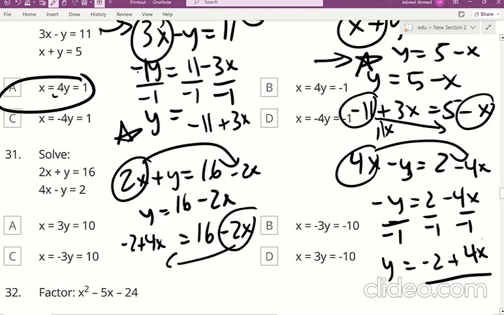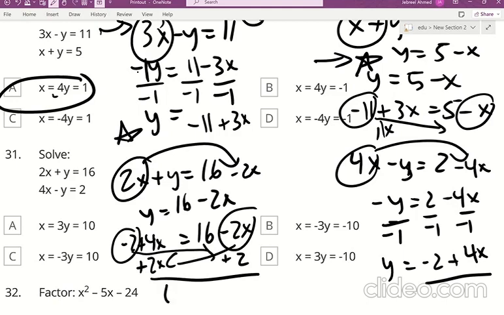Take this 2x, put it here, plus 2x. Take the minus 2, put it here. It's going to be plus 2. 4x plus 2x equals 6x. 16 plus 2 equals 18. I divide it by 6, divide by 6, x equals 3.